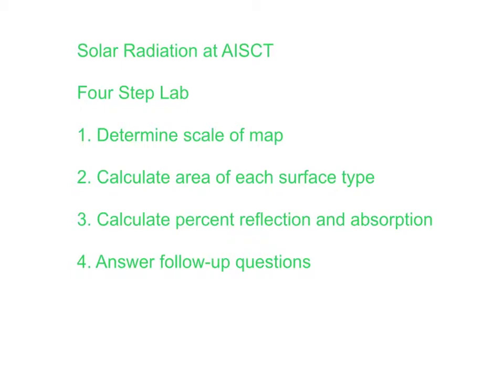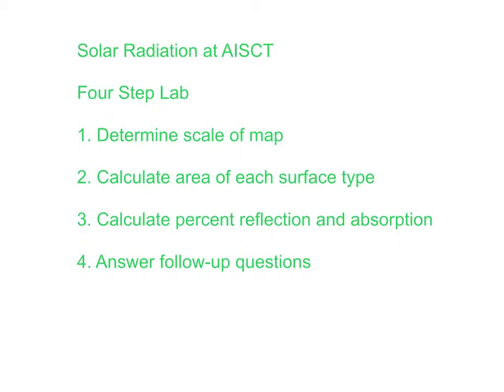In the next 4 steps of this lab, we're going to determine the scale of our map. In order to do that, we're going to head outside and figure out one landmark that we can measure that's on our map, determine the distance of that landmark, and then transfer that to our map to create a scale that tells us how large a distance we're measuring. For example, 1 centimeter on our map might correspond to 100 meters outside.